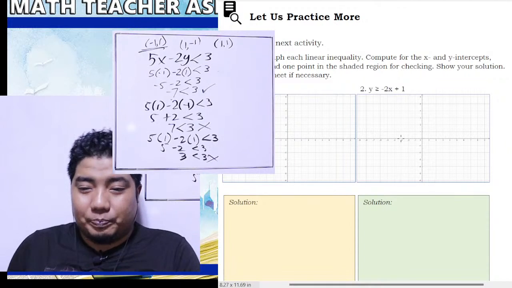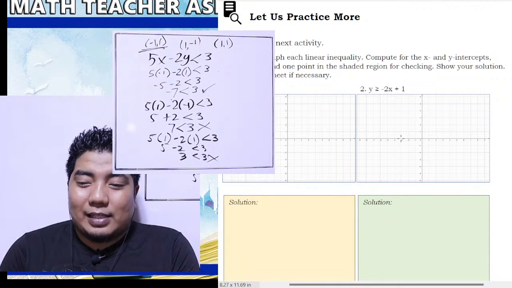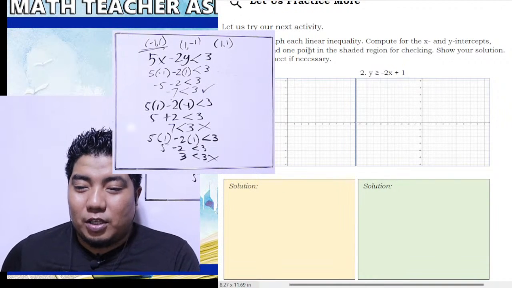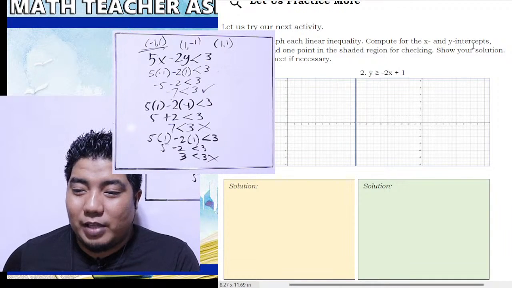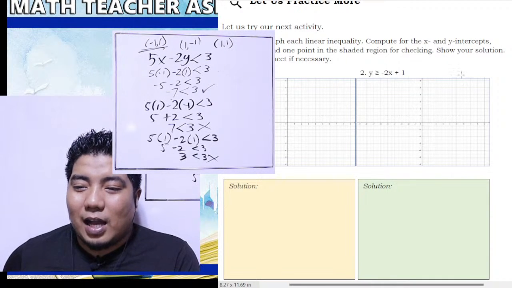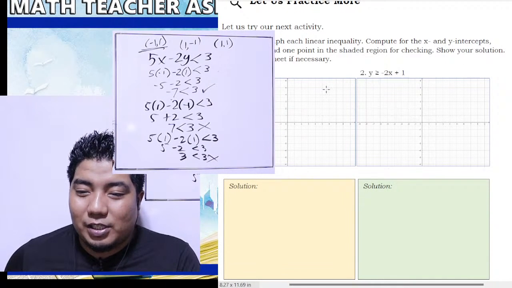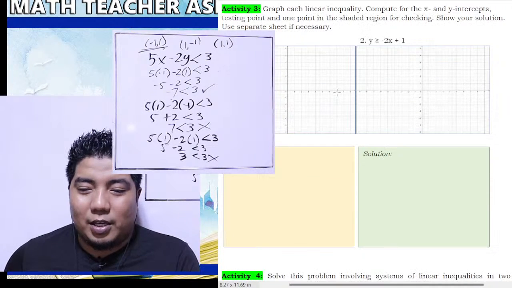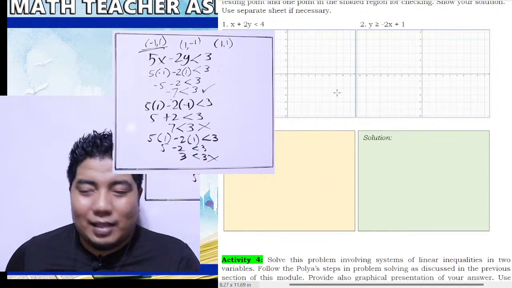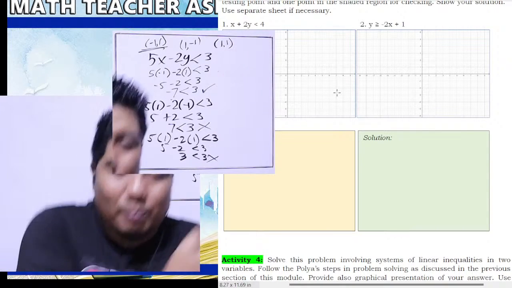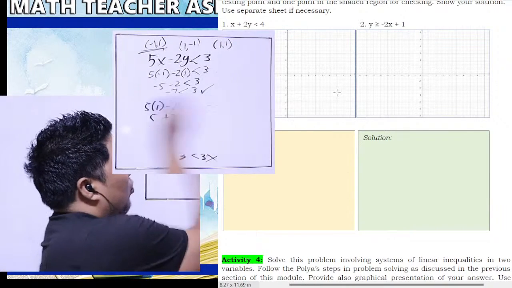O, ito naman. Let us try our next activity. So, anong gagawin mo dito? So, graph each linear inequality. Compute the x and y intercept. So, ang gagawin mo lang is to compute the x-intercept, okay? And to compute the y-intercept. Okay. So, what is the solution? Oh, let us try to answer the first problem lang. So, x plus 2.